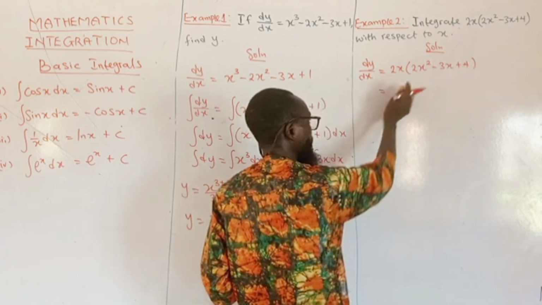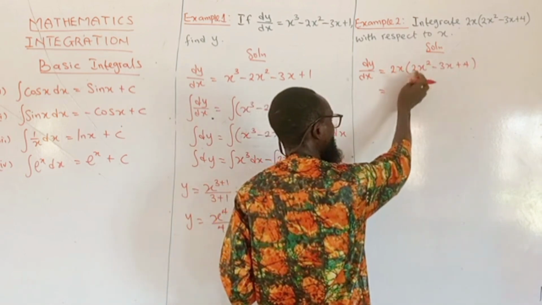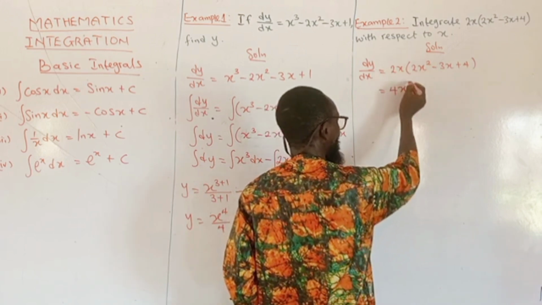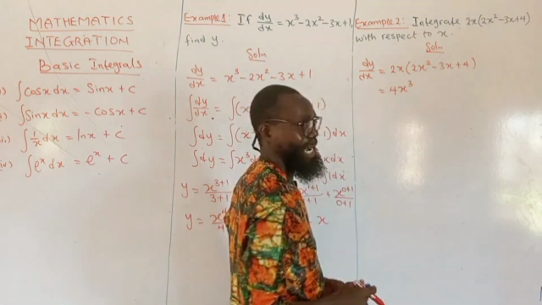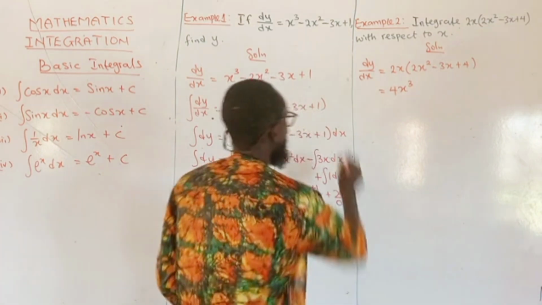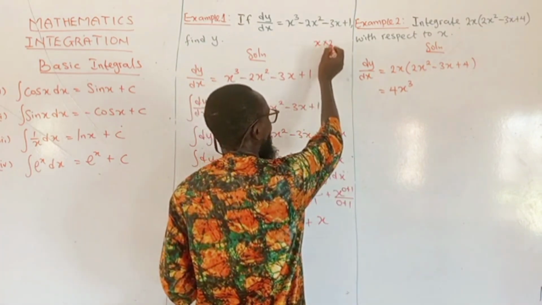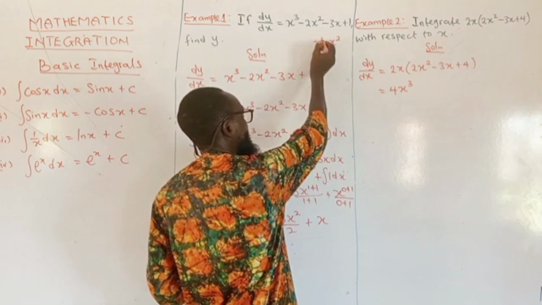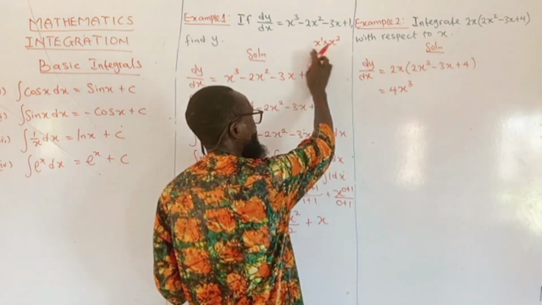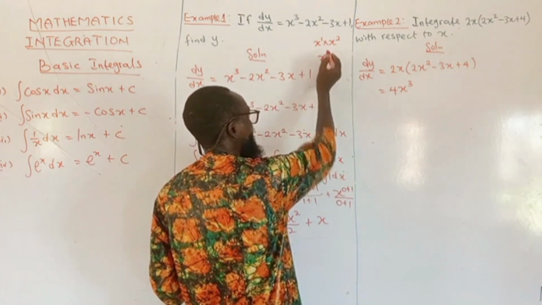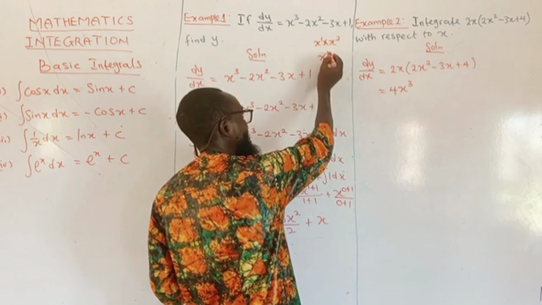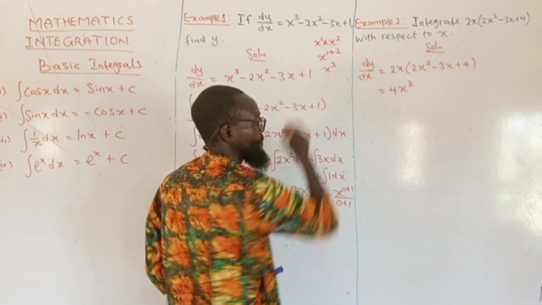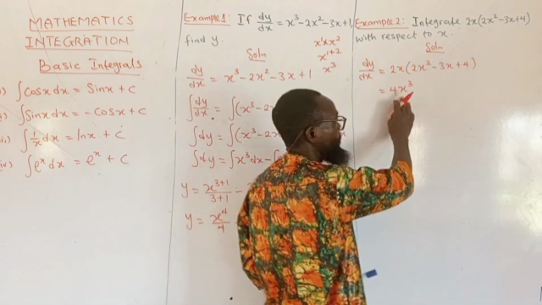So the first step is to open this bracket. 2 times 2 we have 4. x times x squared we have x to the power 3. I believe you understand how we arrive at that: x multiplied by x to the power 2. This x has a power of 1. In your indices, this multiplication changes to addition of the powers. Then we have 1 plus 2, which is 3. That's how we have 4x cubed.